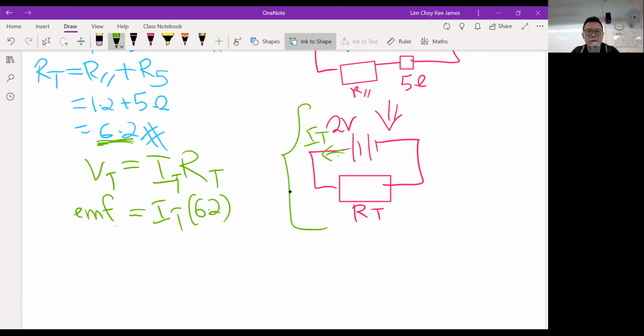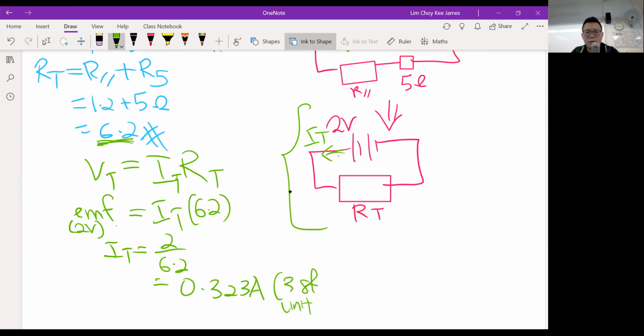The EMF here refers to where? The 2 volts. So from here, you can actually find the answer for current in the circuit, which is IT. It will be simple math, 2 divided by 6.2. The answer will be 0.323 ampere. Okay, 3 SF with units.